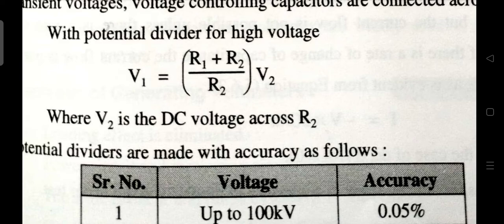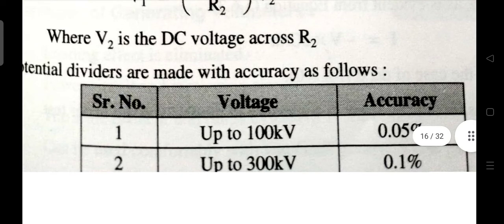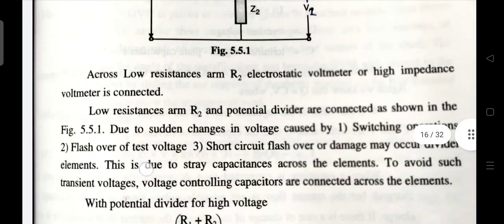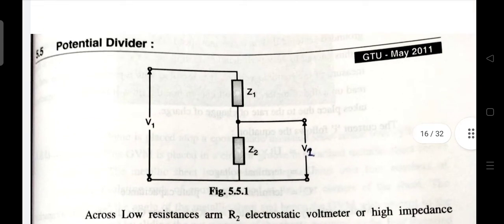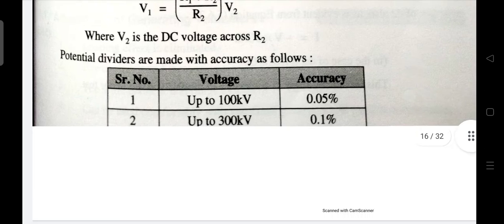Now for potential dividers, the accuracy is as follows: up to 100 kV the accuracy will be 0.05%, up to 300 kV the accuracy will be 0.1%, and up to 500 kV the accuracy will be 0.5%. So using a potential divider we can also measure our voltage.